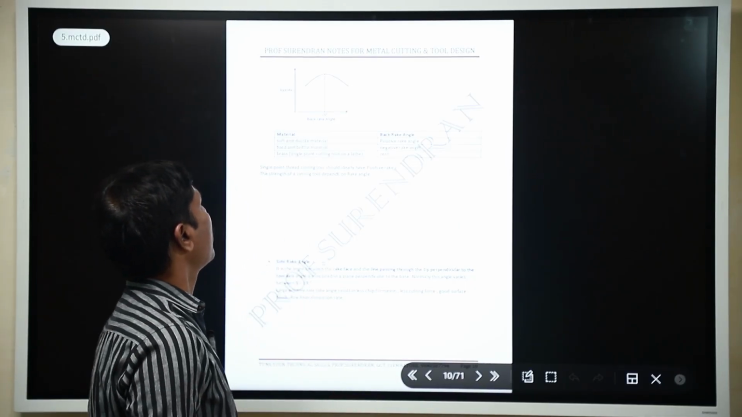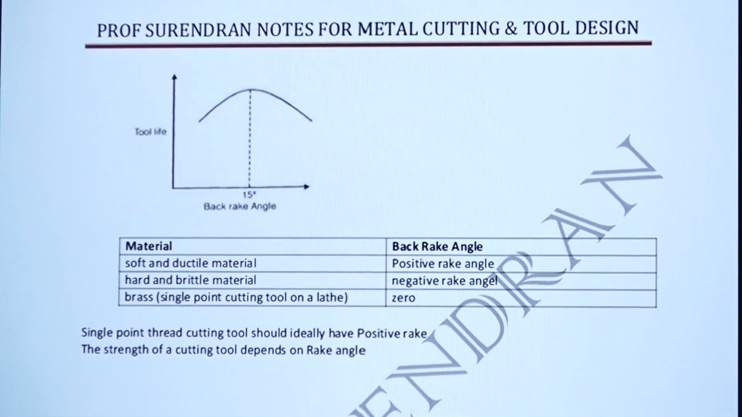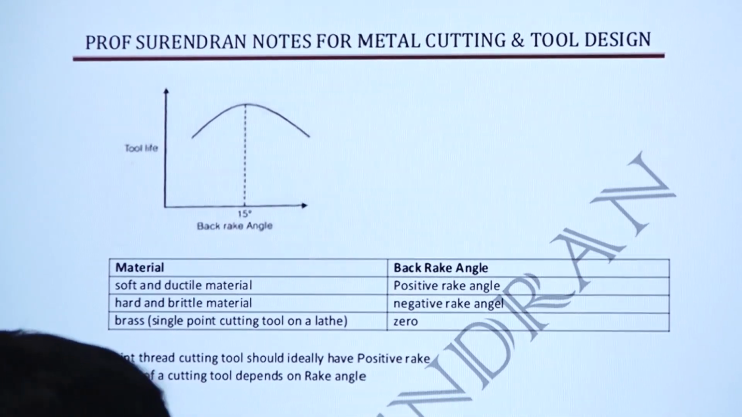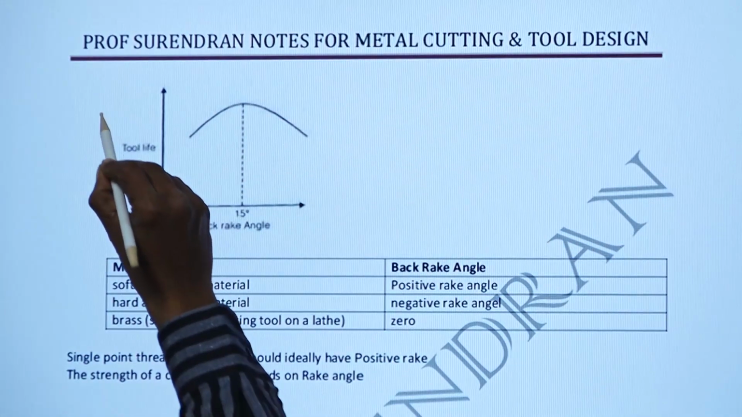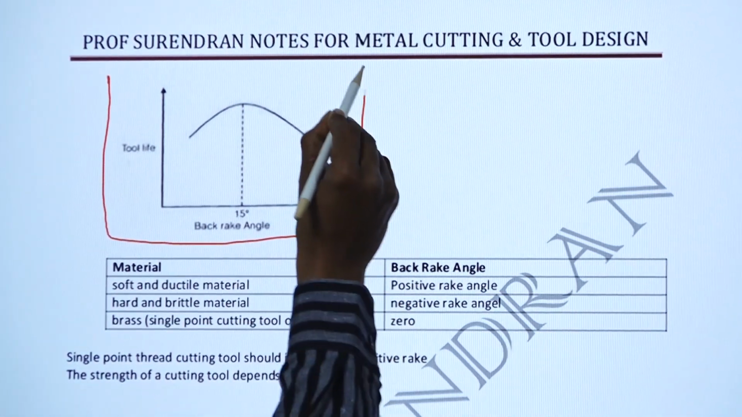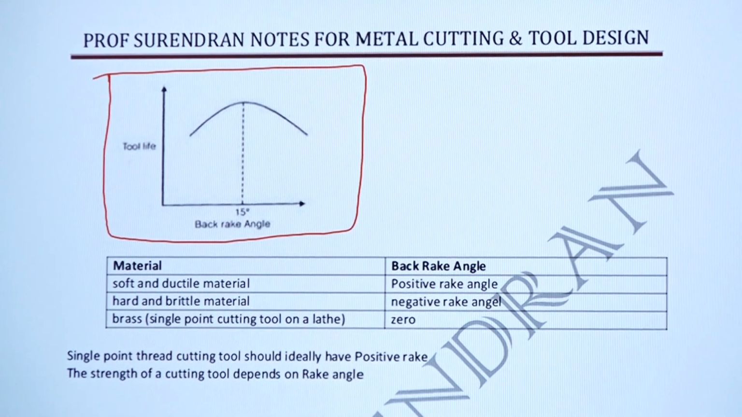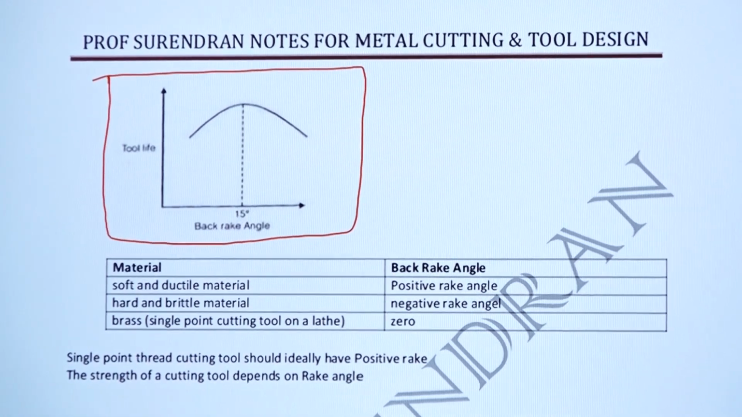So we have the diagram for tool life and back rake angle. We have to focus on this diagram. What happens? When the back rake angle increases up to a certain point, the tool life increases. After that, it goes on decreasing.